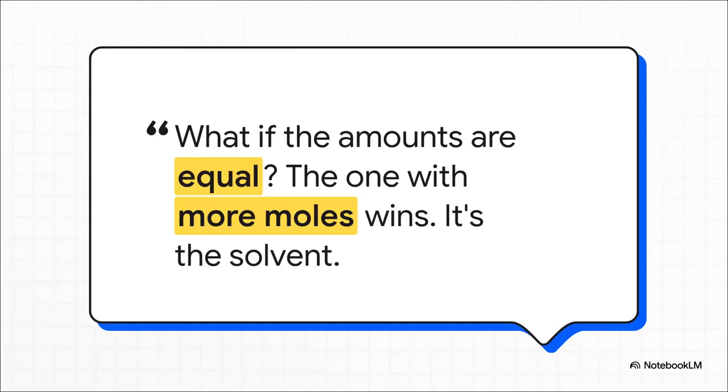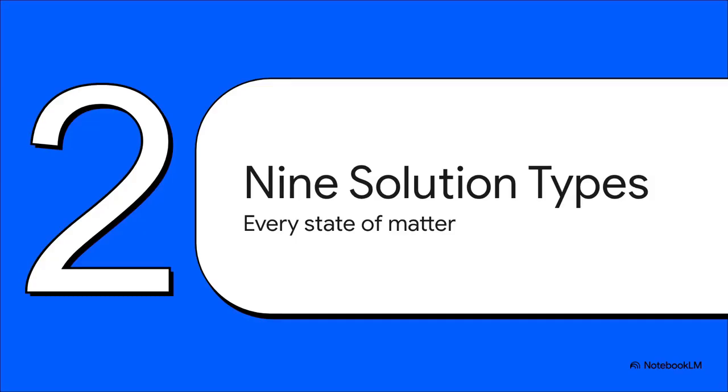But what about a trick question where the amounts are exactly equal? Here's a pro tip for you. You just compare the number of moles. A mole is just a way of counting the actual number of molecules. So the substance with more molecules, more moles, that's always the solvent. Don't forget that one.